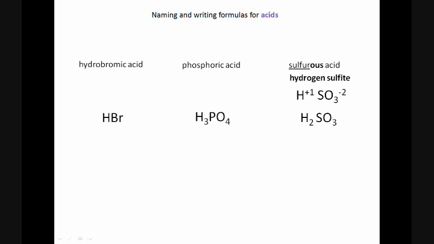Sulfurous tells us that sulfite is the base of this acid name. Sulfite is sulfate minus 1 oxygen, so sulfite is SO3, still with a -2 charge. That gives us a final formula of H2SO3.